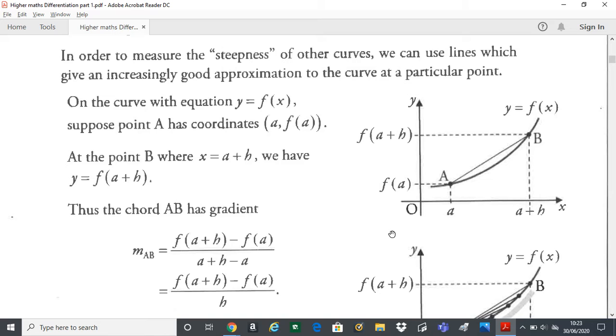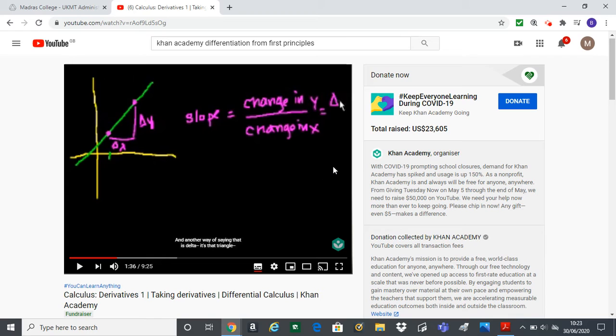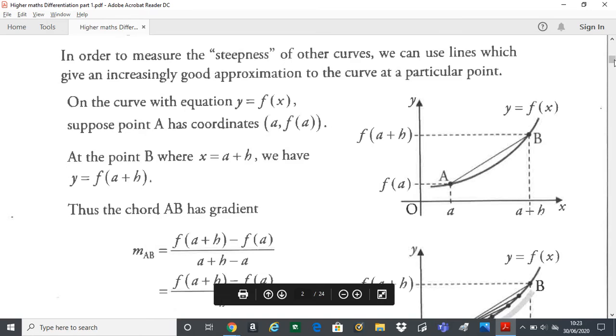So that was first of all. Second of all, how does differentiation work? Well, if you're interested in this, we're not going to be tested on how differentiation works. But if you're really interested, have a look at Calculus Derivatives 1, Taking Derivatives, Differential Calculus from Khan Academy on YouTube, okay? Salman Khan, who is absolutely excellent, goes through the process of differentiation from first principles. And it's only a 10-minute video, so have a look at it if you're interested.